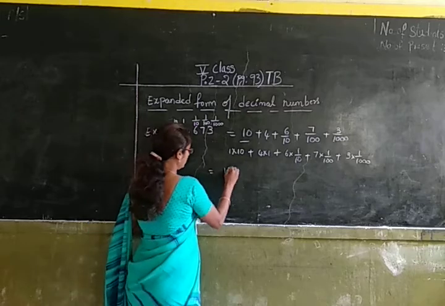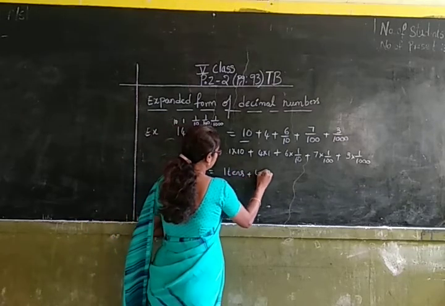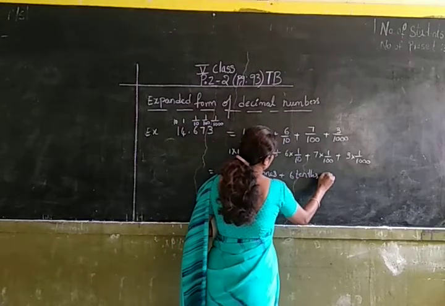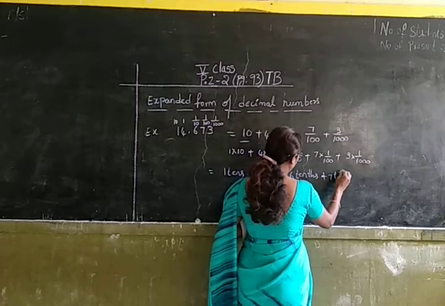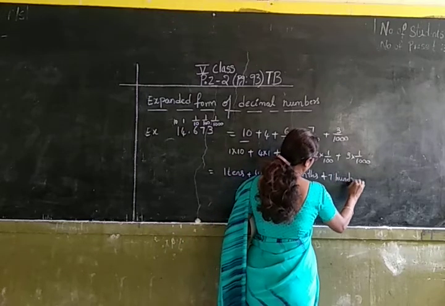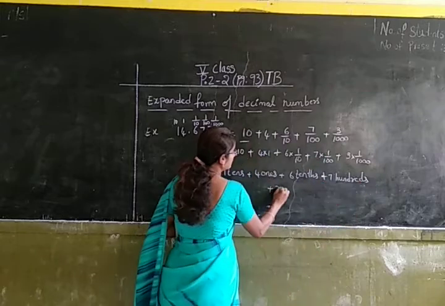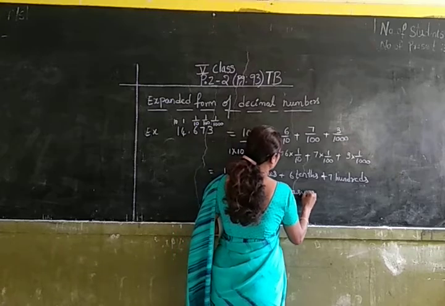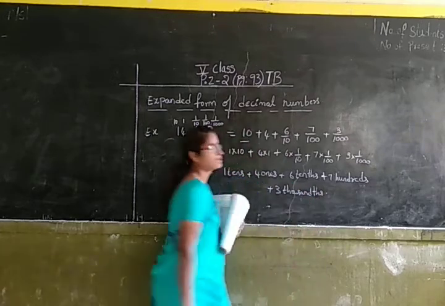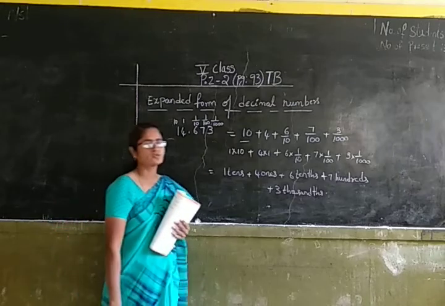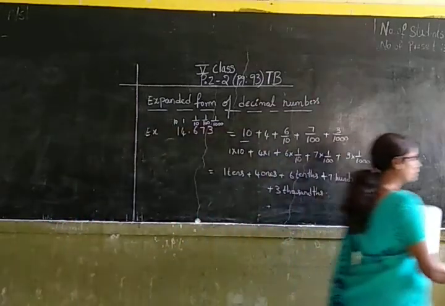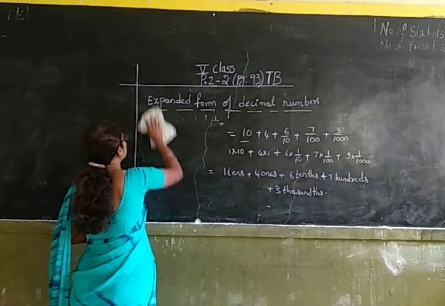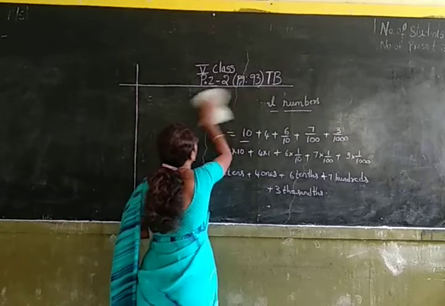So which means 1 tens, 4 ones, 6 tenths, 7 hundredths plus 3 thousandths. Okay children? So this is the way of writing the expanded form of decimal number.